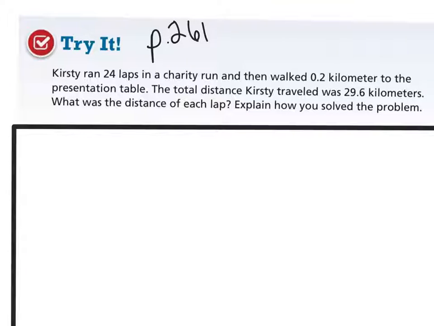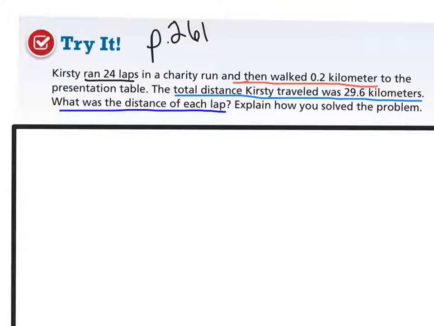Continuing lesson 5.2, if we look at page 261, the Try It underneath example 3: Kirsty ran 24 laps in a charity run and then walked 0.2 of a kilometer to the presentation table. Total distance Kirsty traveled was 29.6 kilometers. And the question is, what was the distance of each lap?